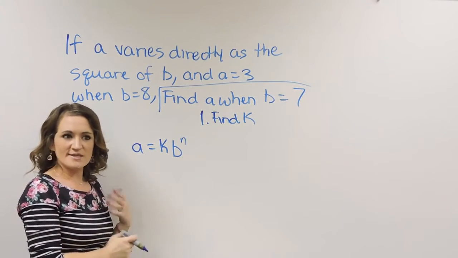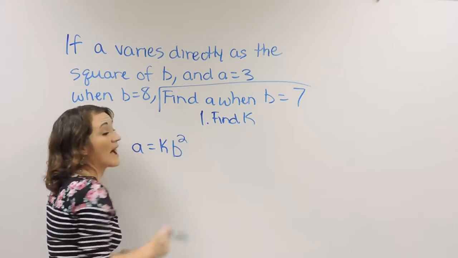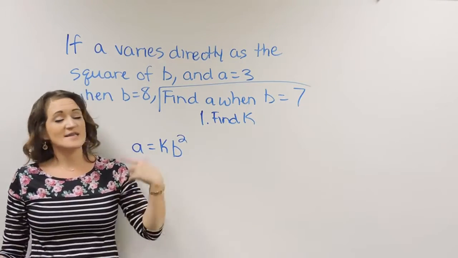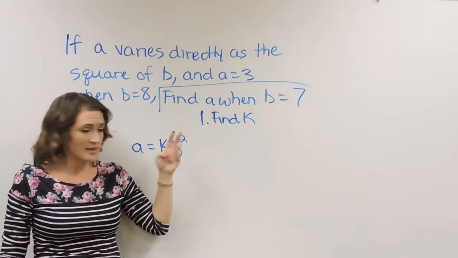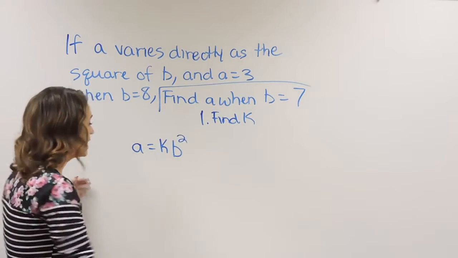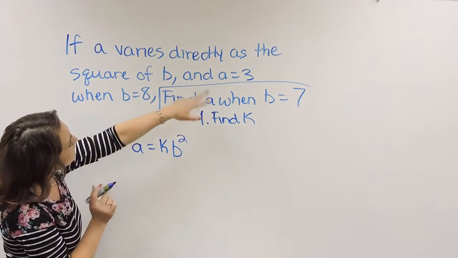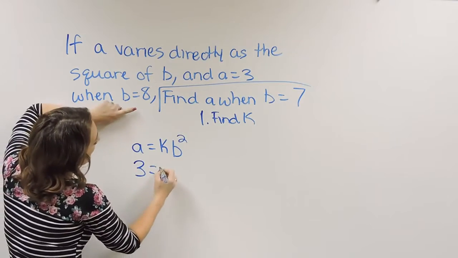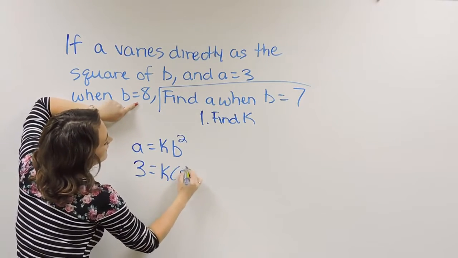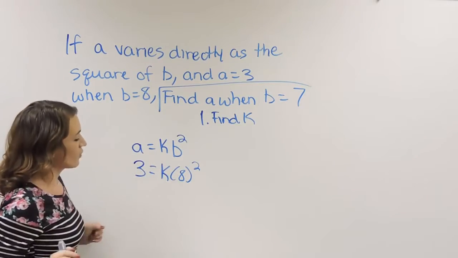So think about it: if you're squaring something, that's a power of 2. Had it said cubed, we would have said 3. To the 4th power, we would have put in a 4, and so forth. So this is the equation we're going to use. It says if a is 3, so I plug in 3 for a, and then it says when b is 8, so here I plug in an 8 for b.